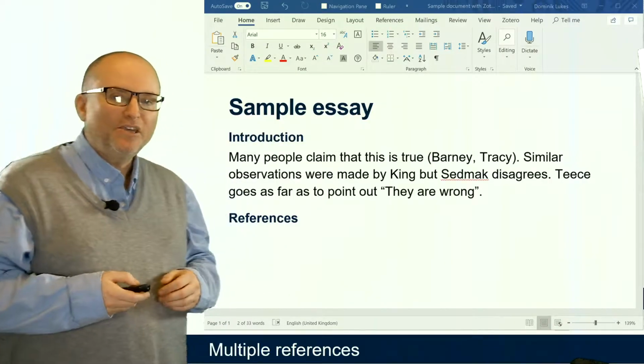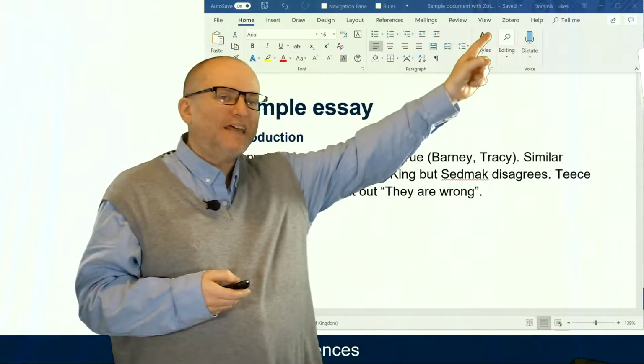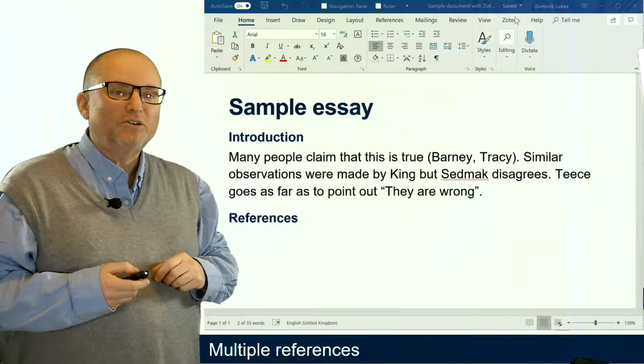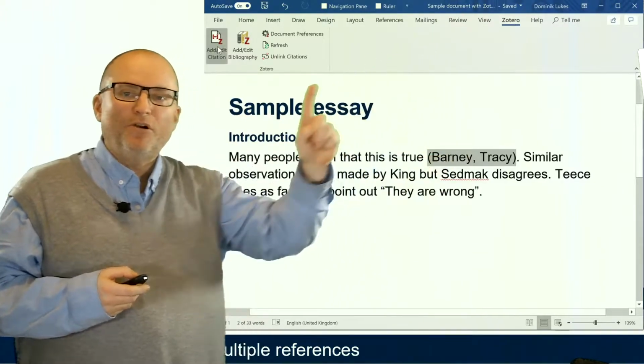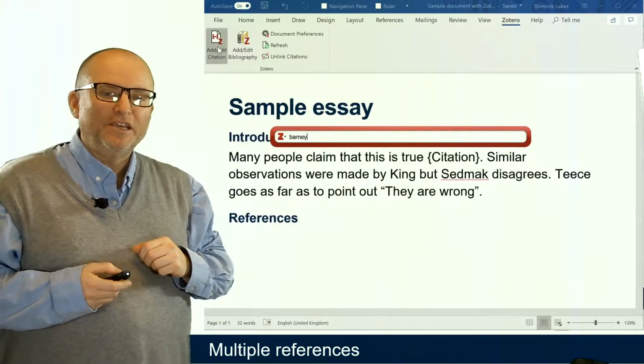So here we have our Word document, and Zotero, when it installs, adds an add-in which creates a new tab in Word. So when we want to start writing, choose which reference we want to add, click on Zotero, add edit citation, and then we simply type in the name.